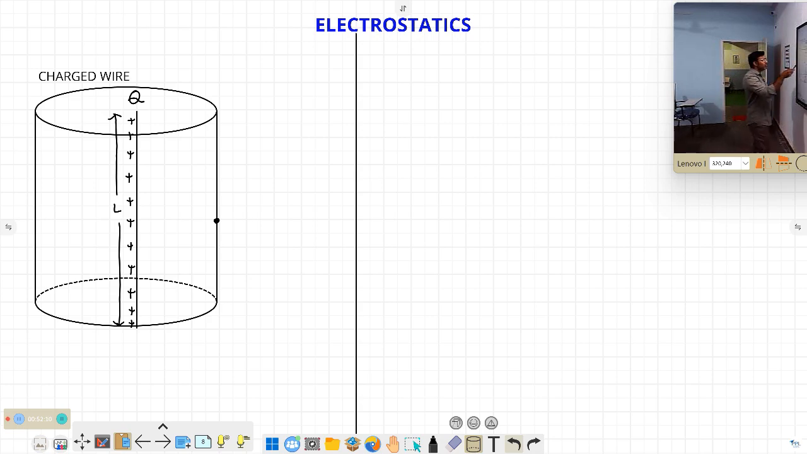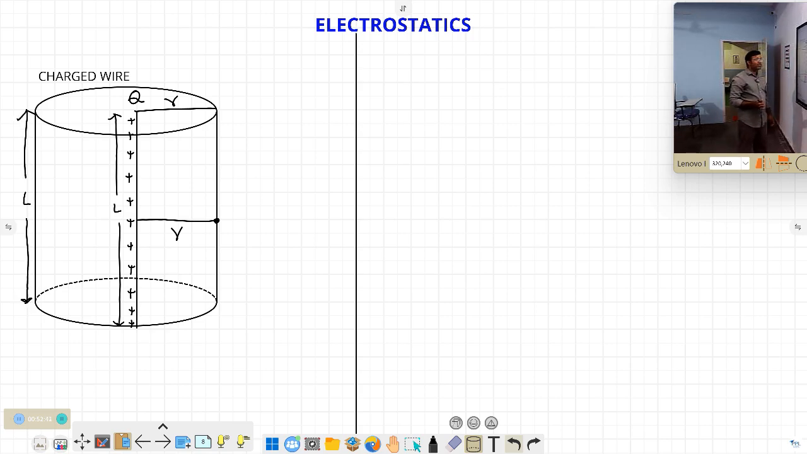If you see this, the line charges are inside the Gaussian surface. The point which you have chosen, what is the distance of the point? Take it as r, small r. That small r becomes the radius of this Gaussian surface. The distance of the point you chose becomes the radius of that Gaussian cylindrical surface. What is the length of the cylinder? L. The length of the wire we chose becomes the length of the cylinder.